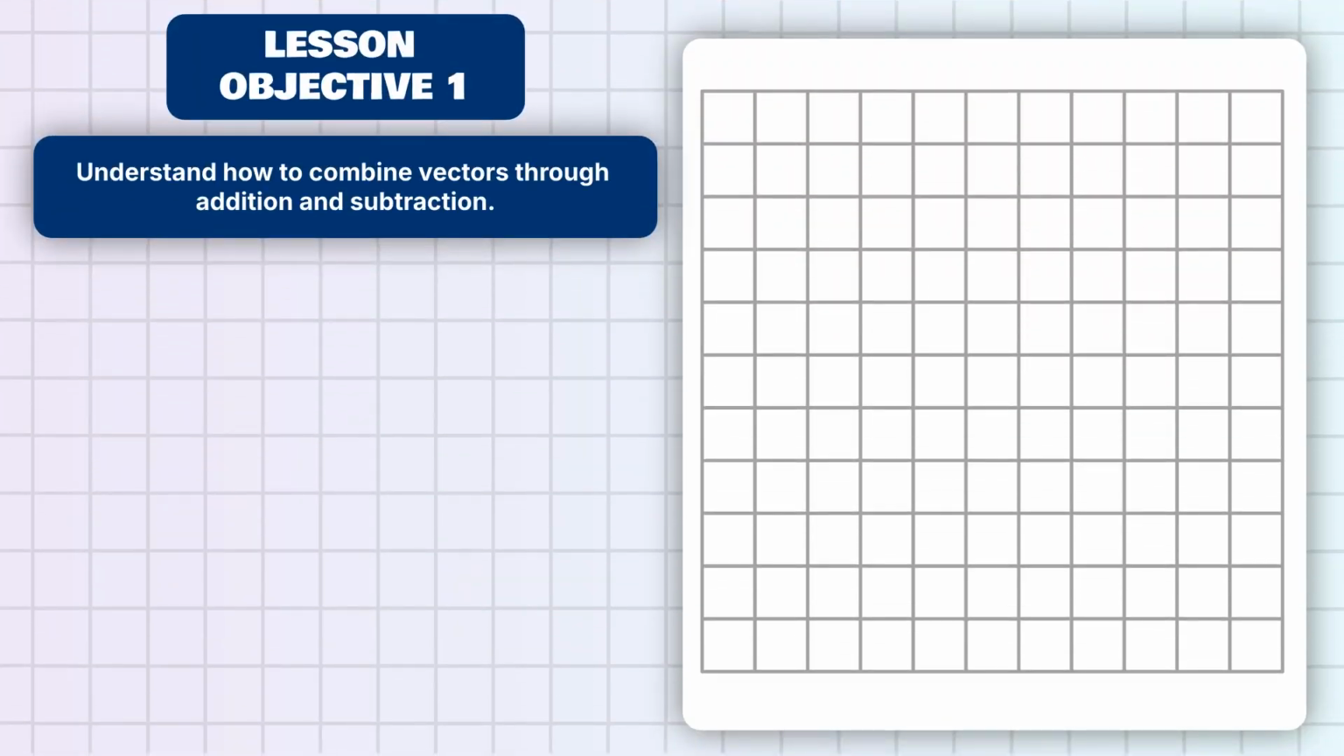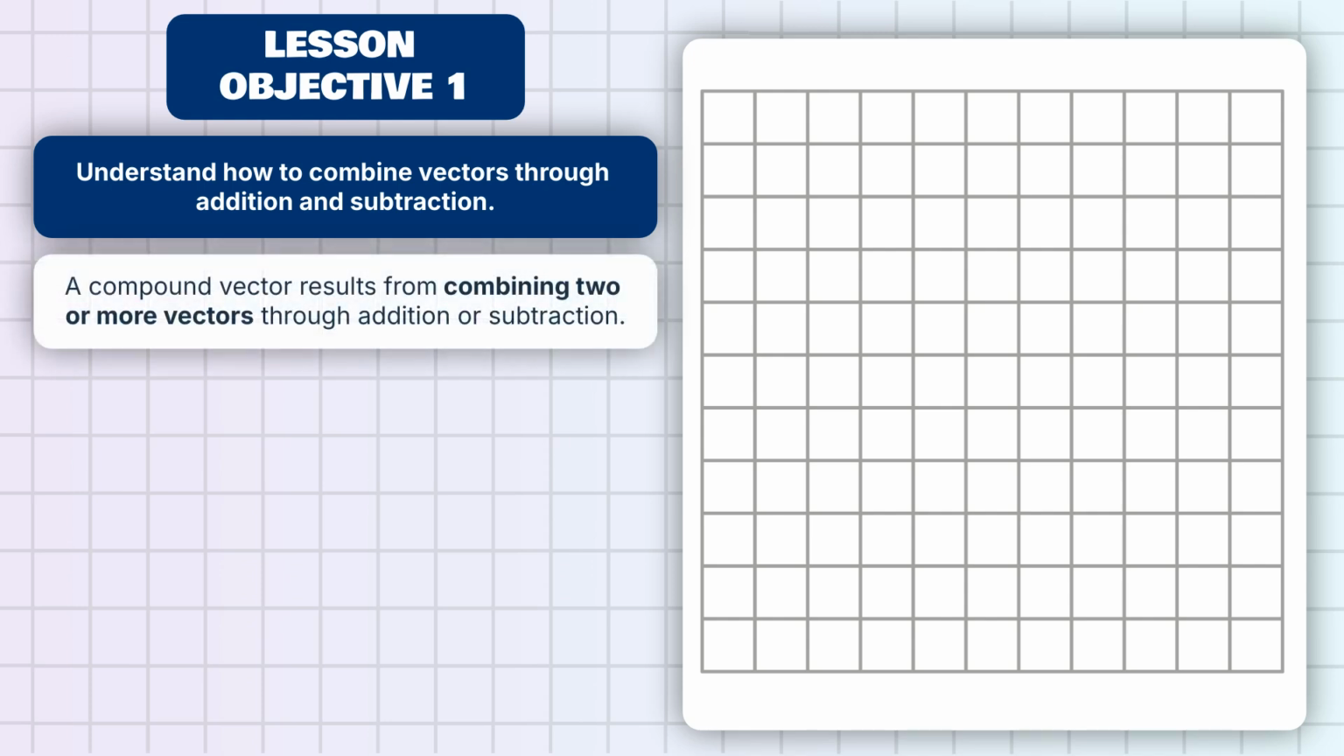Now, moving on to the topic of today's lesson, compound vectors. A compound vector results from combining two or more vectors through addition or subtraction. Let's break down how we perform these operations.